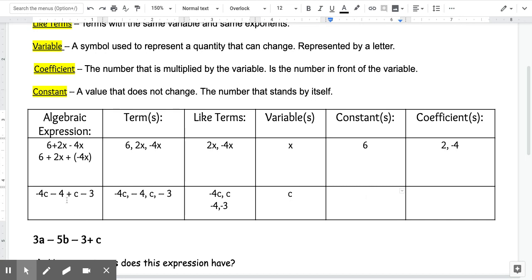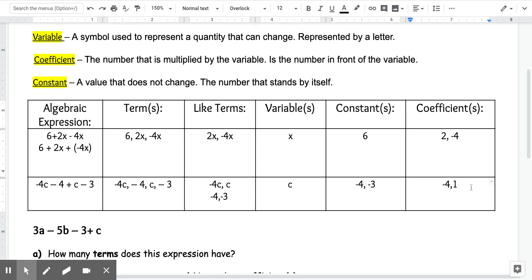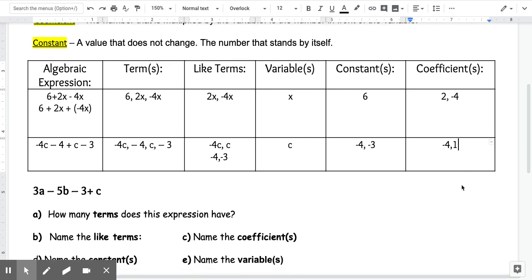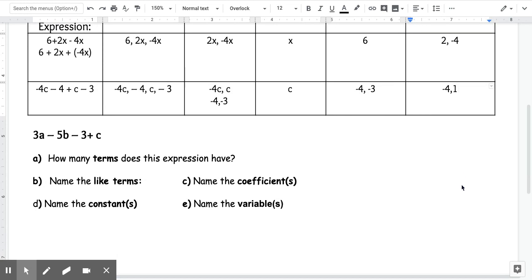What is my constant? Constant is the number by itself. Here I see that negative 4 is by itself, but I also see that negative 3 is by itself. So this one has 2 constants, which are negative 4 and negative 3. And then coefficient, what are the numbers in front of the variable? So negative 4 is one of them, and also c, this one right here, I know that there's a 1 there, so I have to include 1. So my coefficients are negative 4, comma, 1. Make sure you don't include the variable because that will be wrong. Negative 4 and 1 should be your coefficients.